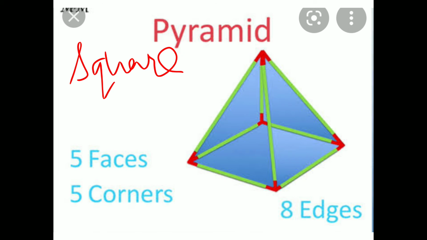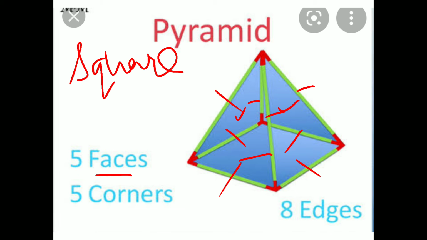If you see, this one base, 3 and 1 at the back side. So total faces are 5. 1, 2, 3 and 2 at the back side. So there are 5 faces. Clear? Now corners are 1, 2, 3, 4, 5. So 5 corners are there, and edges, count the lines, and total lines are 1, 2, 3, 4, 5, 6, 7, 8, and total lines and edges are 8.